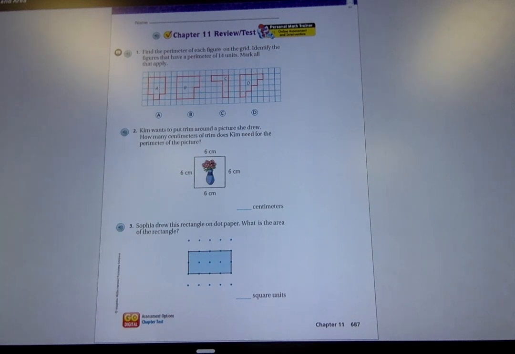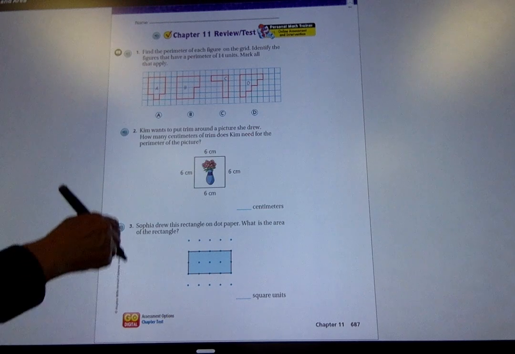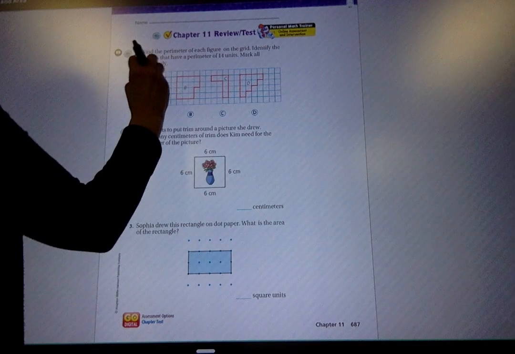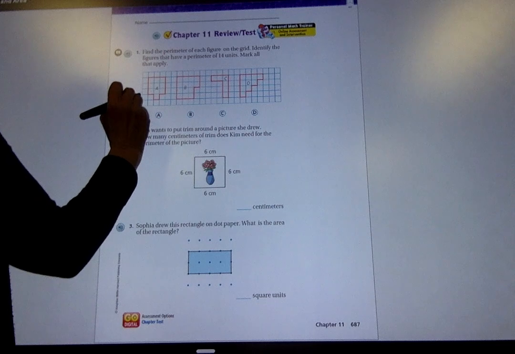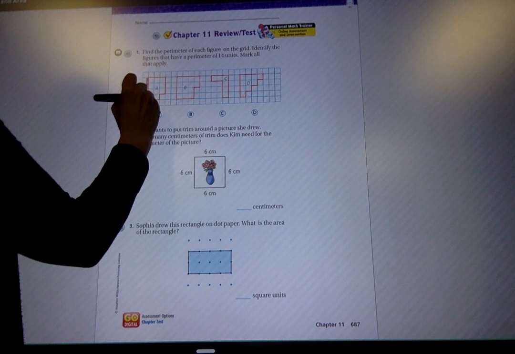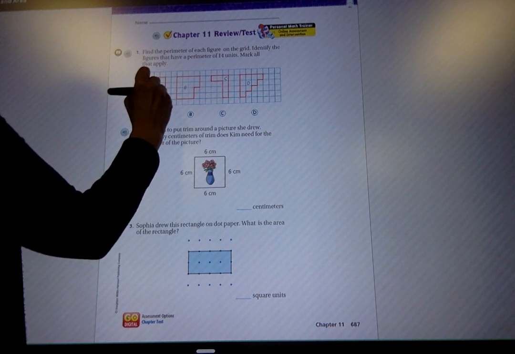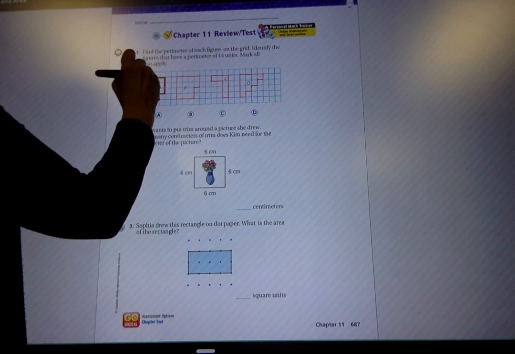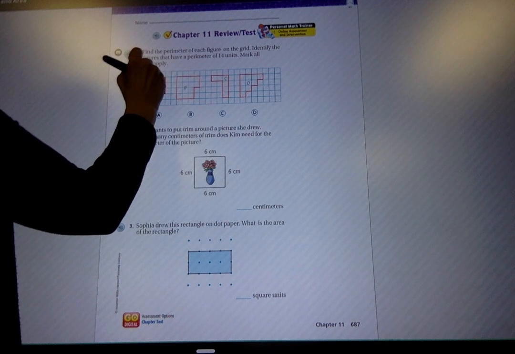Find the perimeter of each figure on the grid. Identify the figures that have a perimeter of 14 units. Mark all that apply. So you're going to count the perimeter, the outside of each of these, and then write it down. So let's just do A together. 1, 2, 3, 4, 5, 6, 7, 8, 9, 10, 11, 12, 13, 14 around the outside edge.